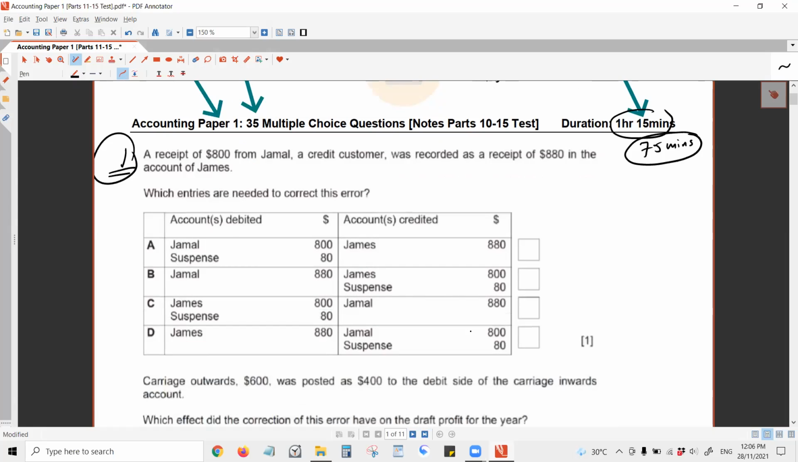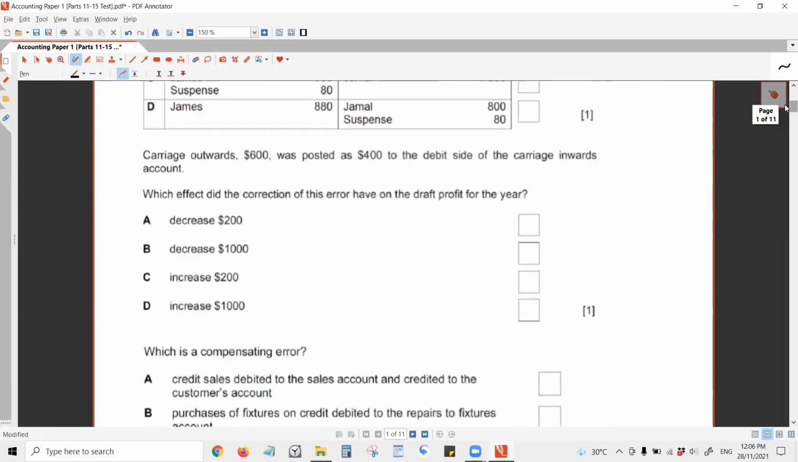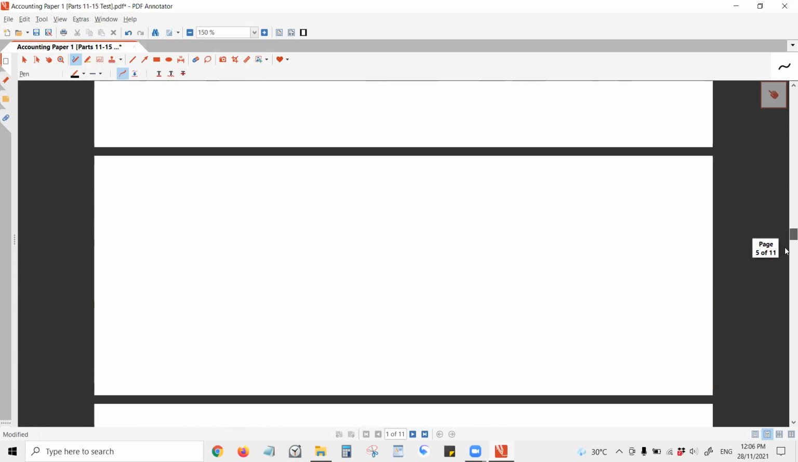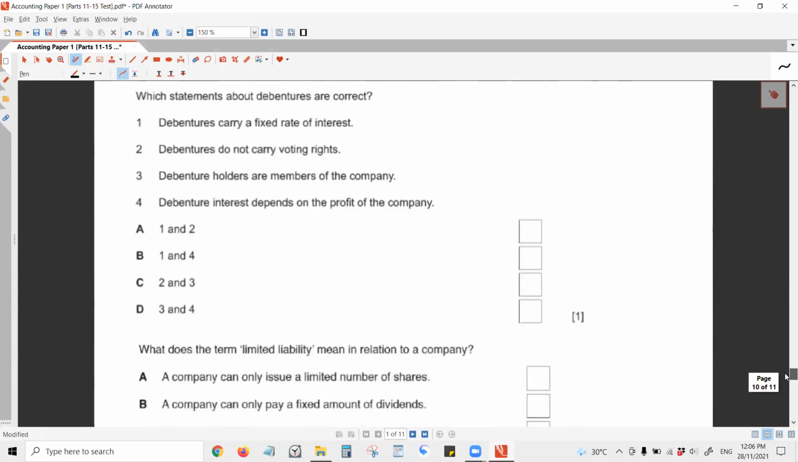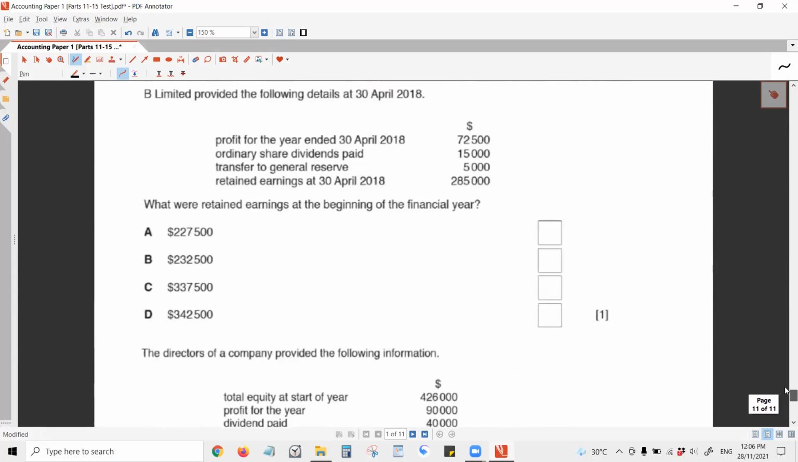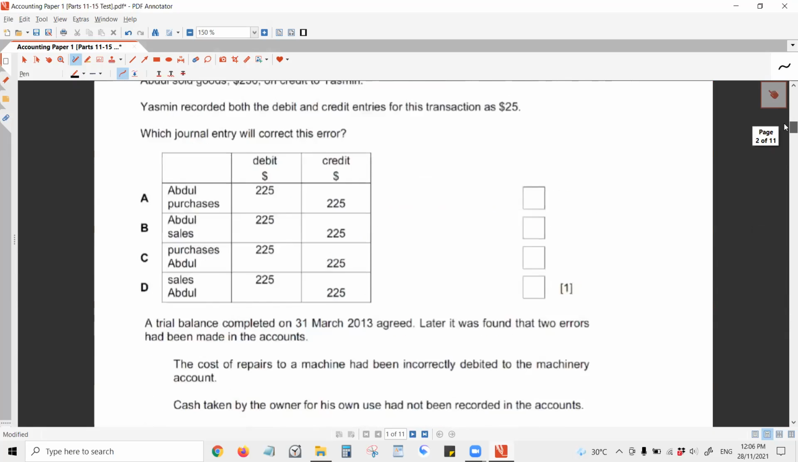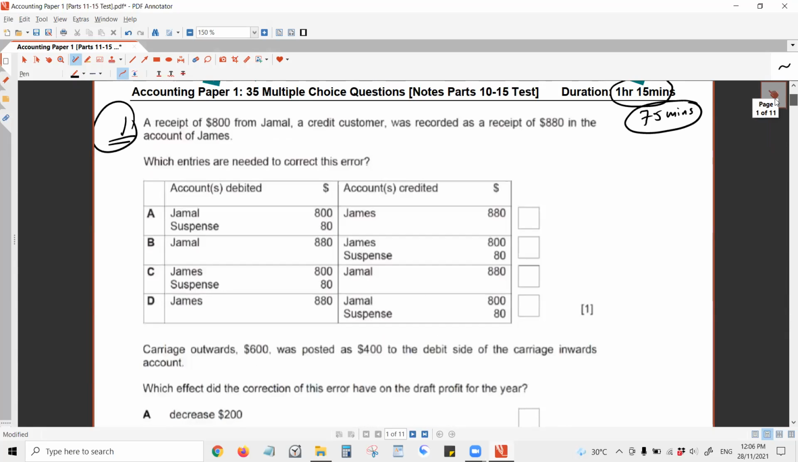Now, question 1. Sorry, there's no question number written next to the questions because each of these questions comes from different sources. Now let's start with the first one. Correction of accounting error. It is something that you will surely see in the exam. Let's see what entries are needed to correct this error. They're asking you to do correction. How do you correct this error?